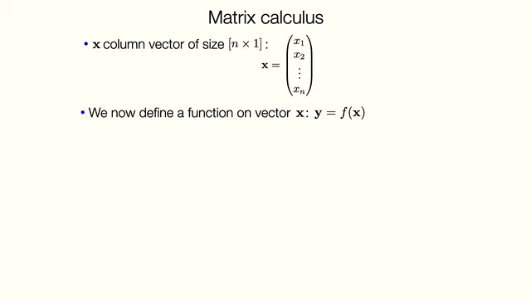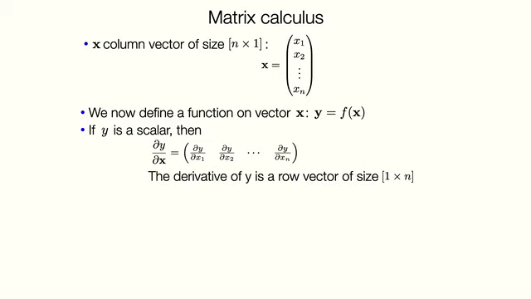Now, if we define a function on that vector, y equals f of x, if y is a scalar, then the derivative of that output with respect to x, the input, would be a horizontal vector, where for each element of that vector, you're getting the partial derivative of y with respect to that first element or second element or third element of x. And that is a row vector of size 1 by n.